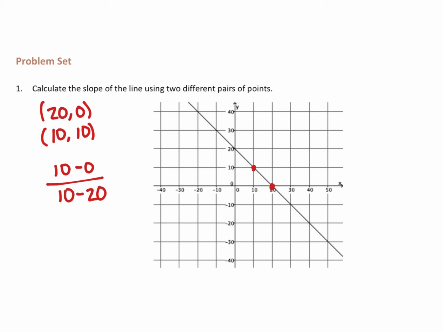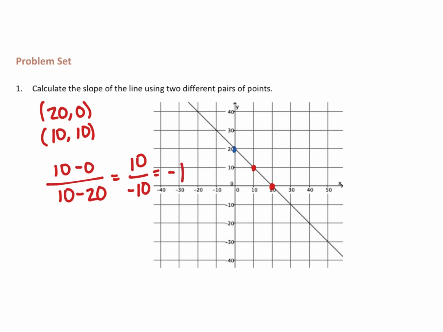And this comes out to 10 on the top and negative 10 on the bottom. If you reduce that, you get negative 1. So using those 2 red points, I get a slope of negative 1. Now we're going to do the same thing using 2 different sets of points.